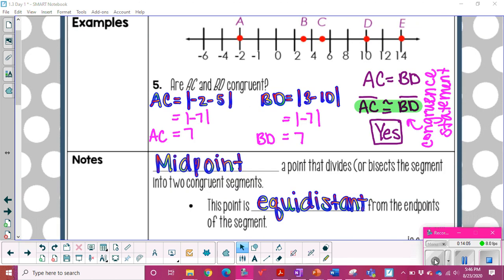Midpoint is a point that divides or bisects the segment into two congruent segments. And this midpoint is equidistant from the endpoints of the segment. So what does equidistant mean? Let's draw one. Here's my segment over here. Let me label it.